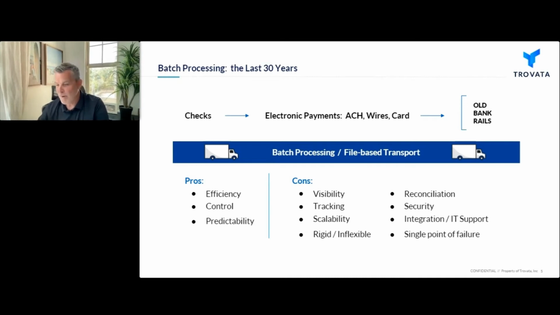The bank's got to unpack it. They've got to unwind it. They've got to make these payments. And meanwhile, there's really no visibility. There's no tracking, exception management. That's why reconciliation is difficult. You're having to then see, okay, what payments went through and what ones didn't. And then you're getting that information so late in the game generally.